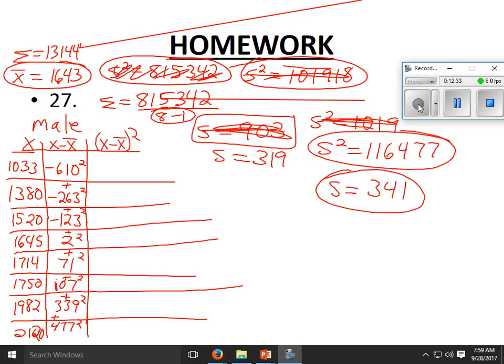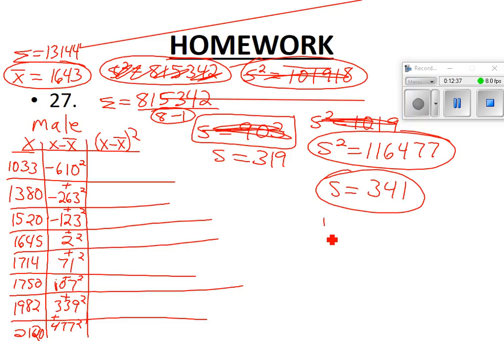So actually they wanted the range too. We didn't find the range. What's the highest number in the set? 2120. What's the lowest number in the set? 1033. Subtract those two. 1087? Yeah. They wanted those four answers.